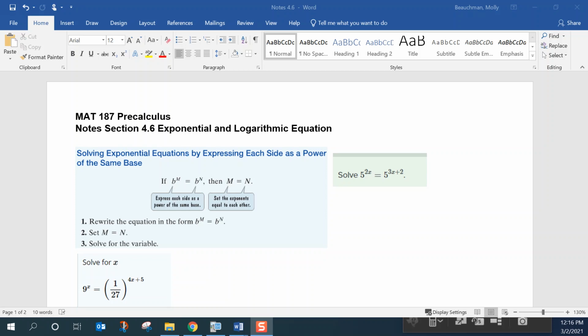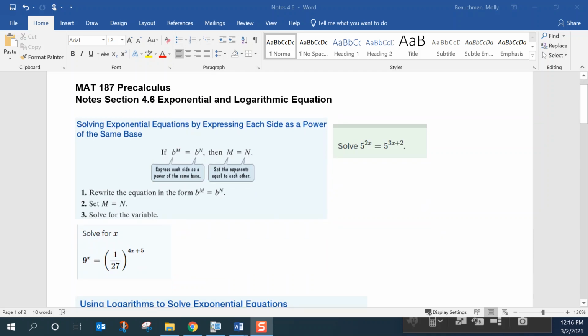In this video, we'll take a look at how to solve exponential and logarithmic equations. So let's take a look at exponential equations first. Whenever you have equations of the form same base, b to the power of m equals b to the power of n, then if the bases are the same, then the powers must be equal to each other.